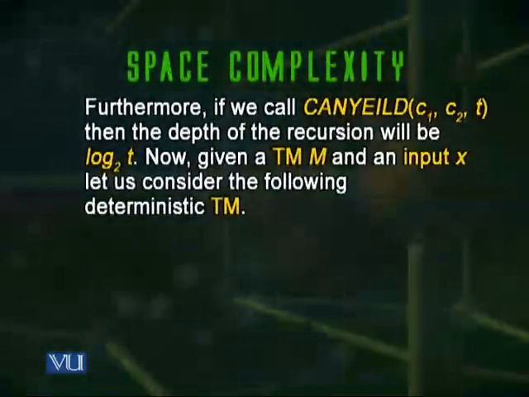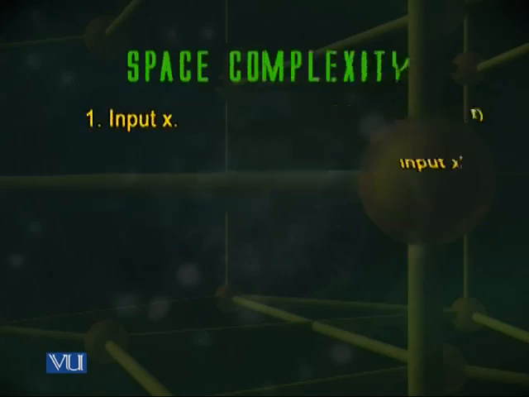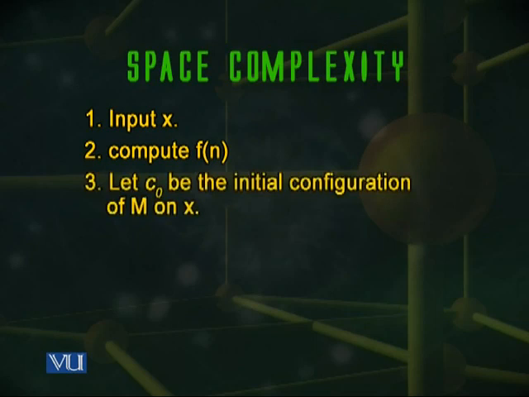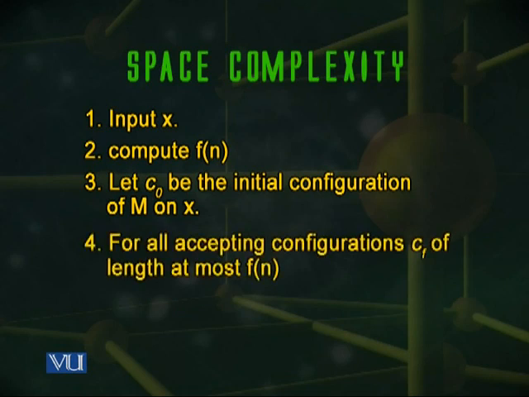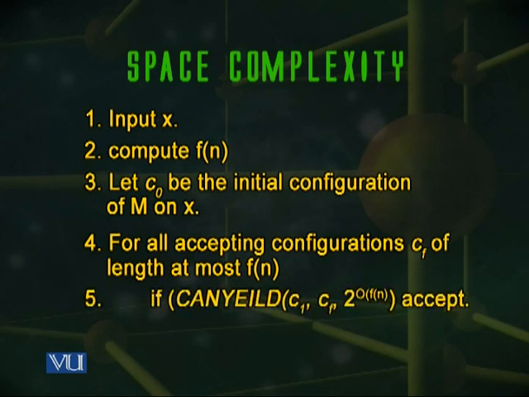Now, given a TM M and input x, let us consider the following deterministic Turing machine. This Turing machine takes as input x, it computes f of n. Now it lets C0 be the initial configuration of M on x. Then for all accepting configurations C sub f of length at most f of n, it checks if we can yield from C0 to C sub f in 2 to the order f of n steps. If that is the case, it accepts, otherwise it rejects.